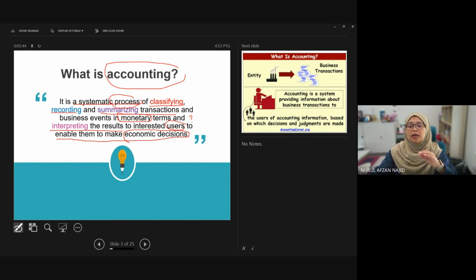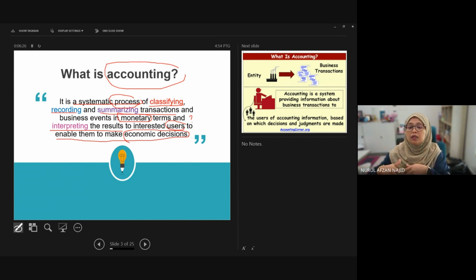So that means accounting itself is the systematic process that involves classifying, recording, summarizing, and interpreting. So if the question asks you what is the definition of accounting or what are the steps involved in accounting, there are 4 steps involved. Okay, number 1, apa? Classifying. Number 2, recording. Number 3, summarizing. Then number 4 is interpreting. Kepada siapa kita buat empat proses ni ataupun 4 step ni?